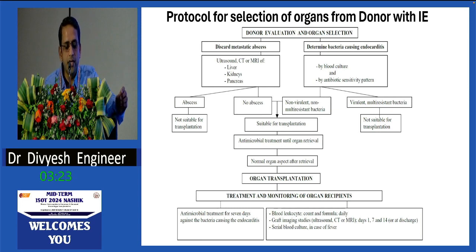So what they did was they always excluded metastatic infection with pre-donation liver, kidney, pancreas ultrasound, CT or MRI, and they always excluded MDR bacteria. This was followed by careful examination of the graft after retrieval, and after transplantation, careful monitoring and treatment of the recipient was done. So with this stringent protocol, their risk of infection transmission was almost 0%.